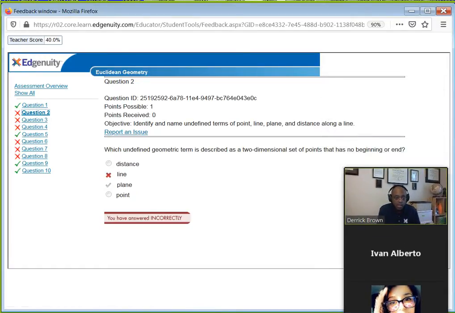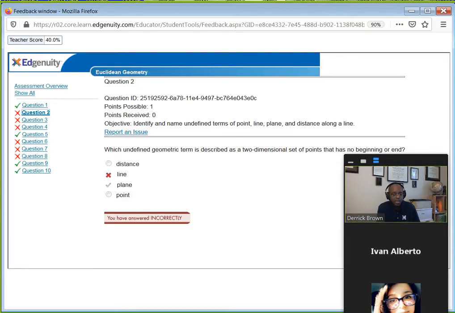All right. Which undefined geometric term is a two-dimensional set of points that has no beginning or end? Okay. I do see your answer and the correct answer. Now, do you see why the answer is plane and not line? I mean, I can see it, but I don't know why. Well, to tell you the truth, man, this one is a very gray question, and they pop up every now and then in multiple choice math tests. It's not incorrect to say line.